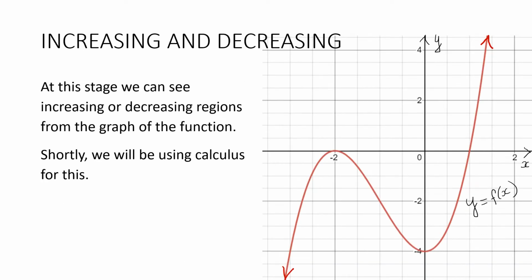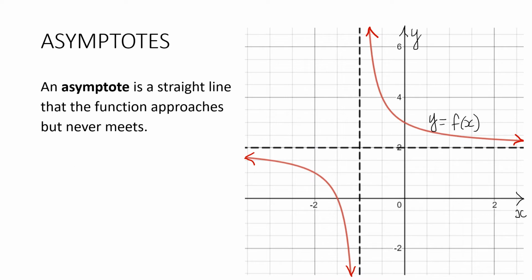Now at this stage, we can only see increasing or decreasing regions from the graph of the function. And we did a question like that just before. But shortly, we're going to be using calculus to determine this. Let's move on to asymptotes.